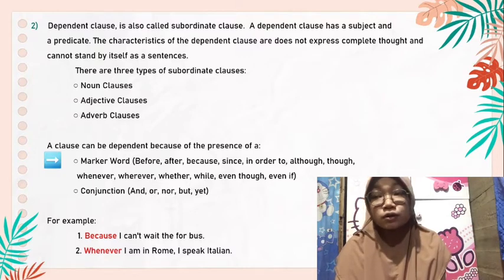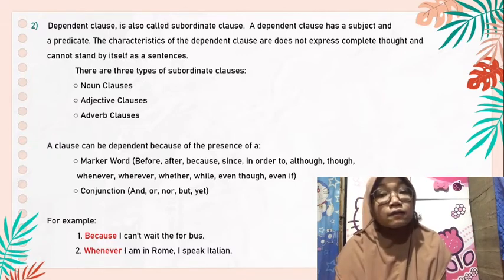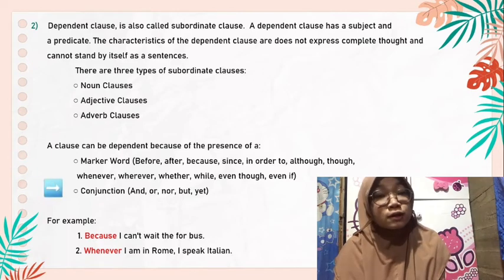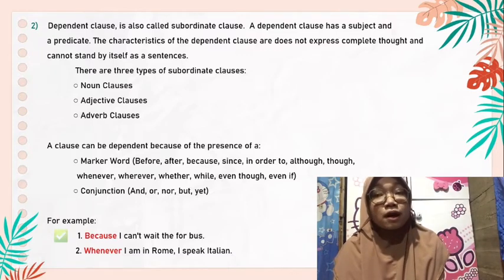A clause can be dependent because of the presence of a marker word: before, after, because, since, although, in order to, whenever, wherever, whether, while, even, even if, and then conjunctions and, or, not, but, yet. For example, first, because I can't wait for the bus. Second, whenever I'm in Rome, I speak Italian.